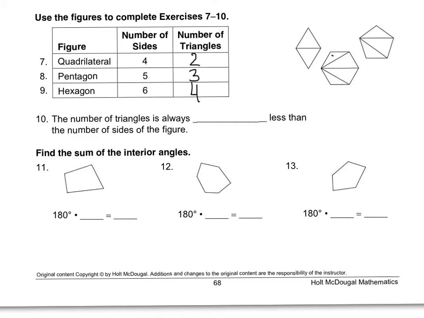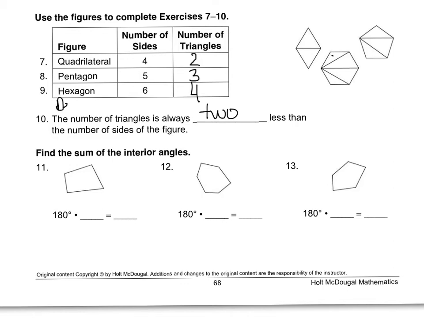What do you notice between the number of sides on my shape and the number of triangles that I can form on the inside of that shape? Well, if you said that the number of triangles is always 2 less than the number of sides of the figure, you're doing well. 4 minus 2 is 2, 5 minus 2 is 3, 6 minus 2 is 4. So that's how we know that if I have a 4-sided shape, I'm going to be able to form 2 triangles. If I had a 6-sided shape, I'm going to be able to form 4 triangles on the inside.